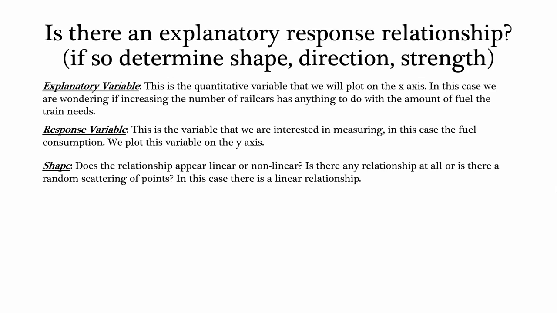There are three main features that you want to look for when you're looking at a scatter plot of bivariate data. The first is, do the data points have any particular shape? Does the relationship appear to be linear or nonlinear? Is there any relationship at all, or is there a random scattering of points? I would say in this case it looks like we have a linear relationship.